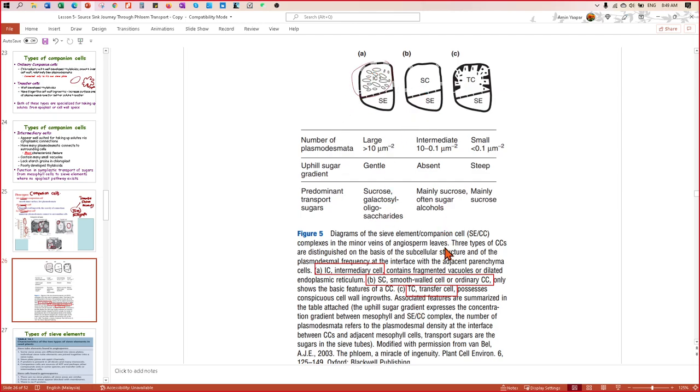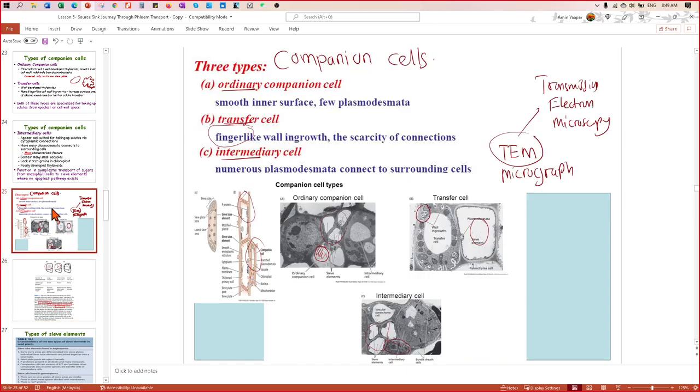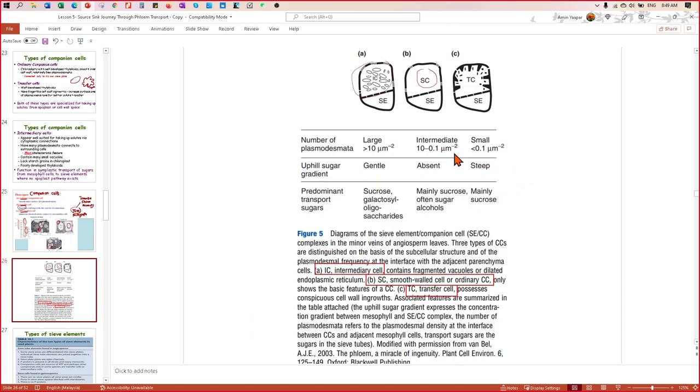The second type is the ordinary companion cell, which some literature calls smooth wall cells. That's why the label is like this, but it is synonymous with the ordinary companion cell. The uphill sugar gradient is actually absent. If it's on a flat surface, that's fine. What does it transport? It mainly transports sucrose and other sugar alcohols.